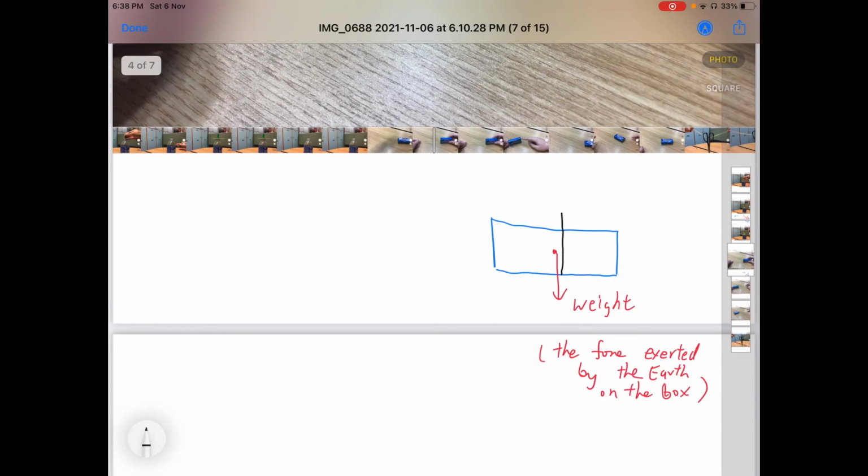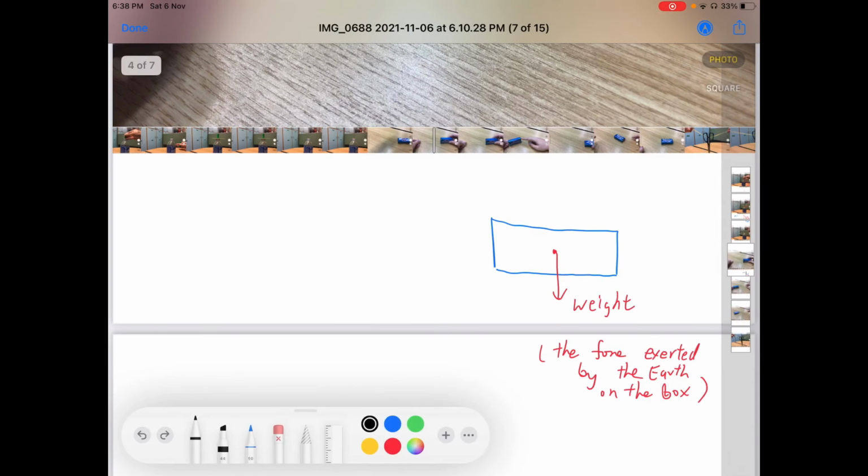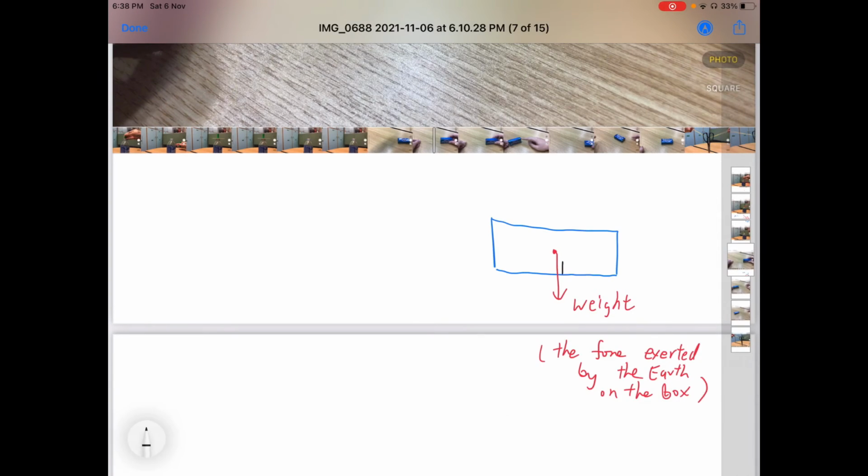Because the supporting force is a contact force, we start from the place where the box and the table are in contact, and there's a force exerted by the table or the desk on the box. And these two forces should be the same in length to represent that they have the same magnitude, and the two arrows should be in opposite directions, so that the effect of these two forces can be cancelled out.